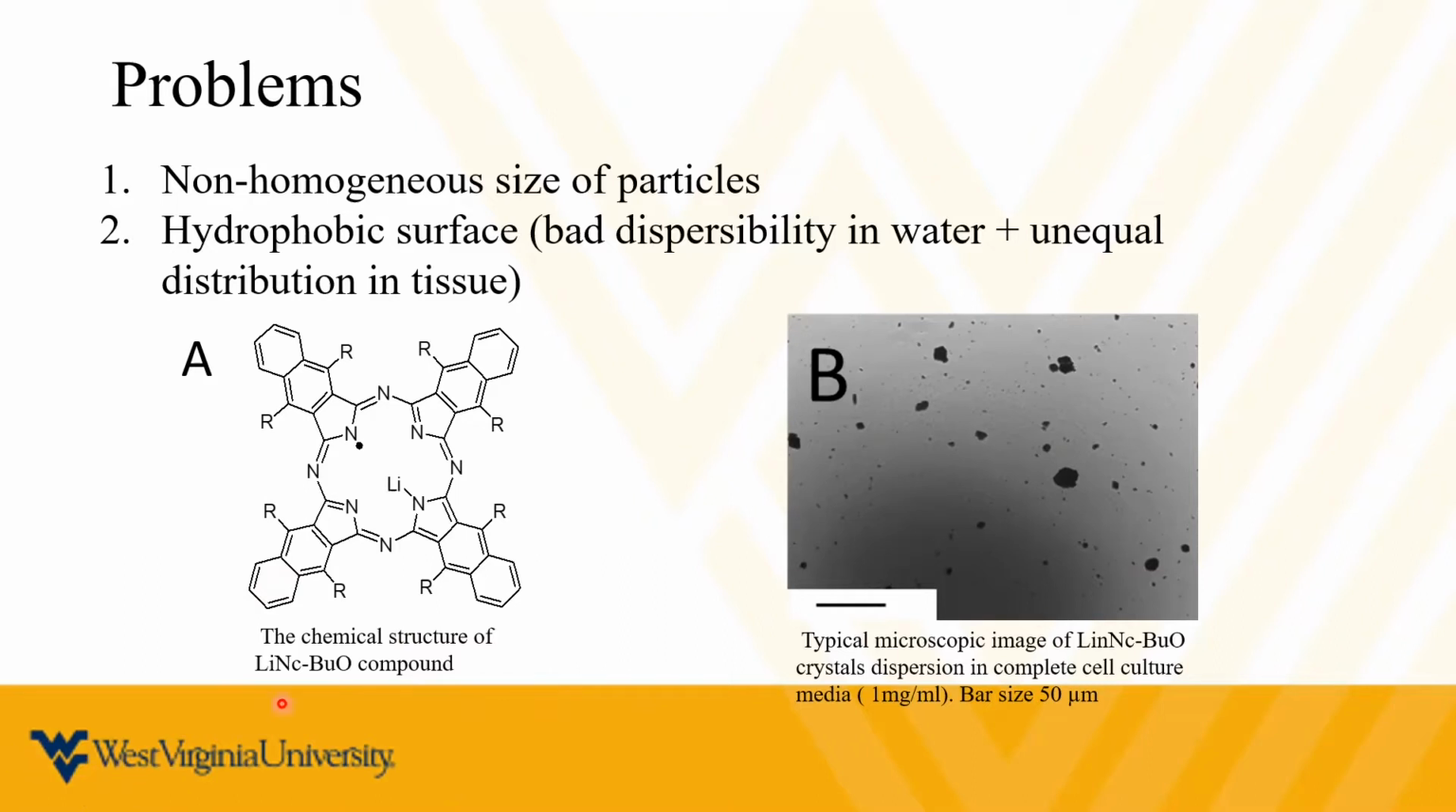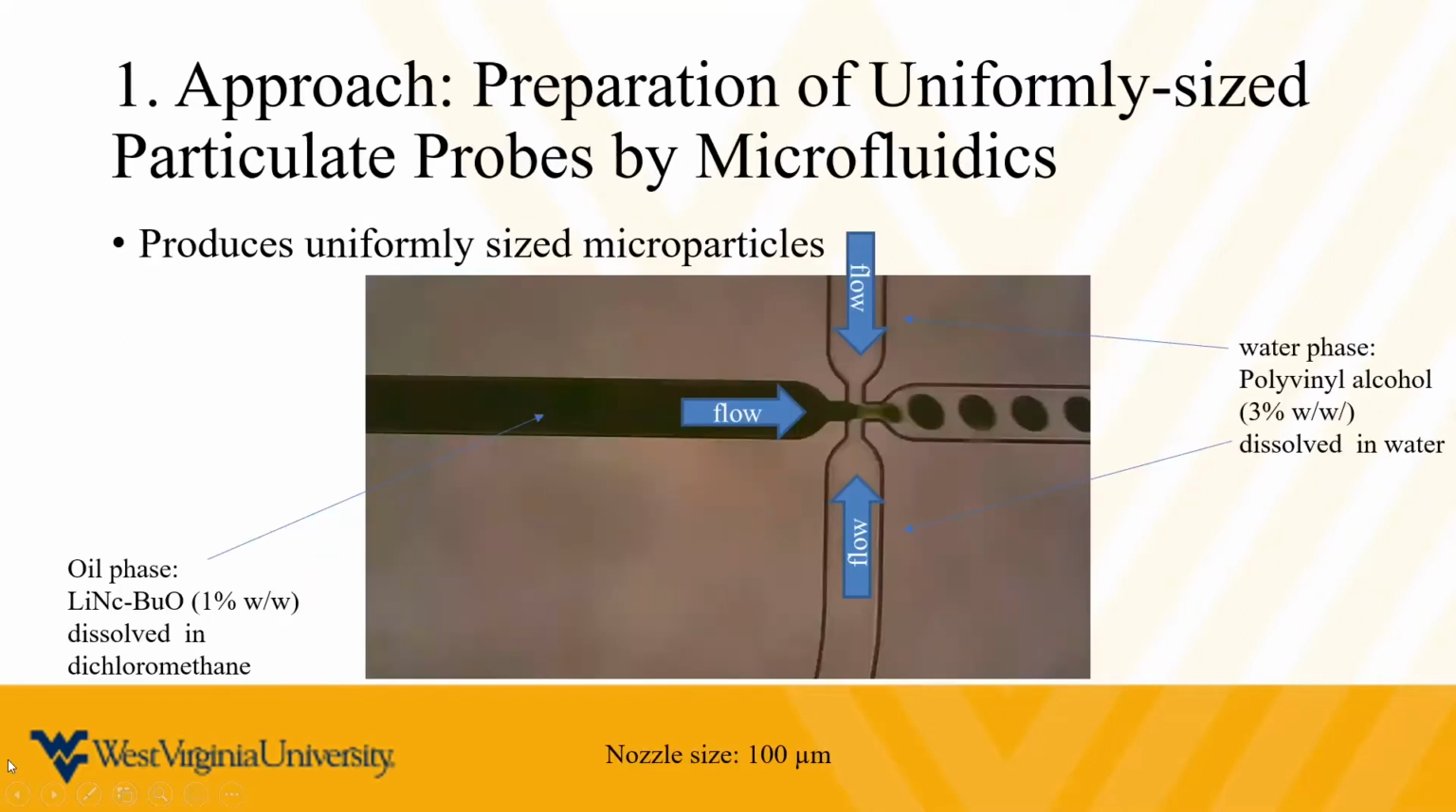Picture A shows the chemical structure of our crystal compound used to create our probes. Picture B is a microscopic image of the particles prepared using sonication techniques dispersed in complete cell media culture. Here it is evident that the particles do not have a homogeneous distribution or size. To create homogeneous particle size, the approach of microfluidics was used.